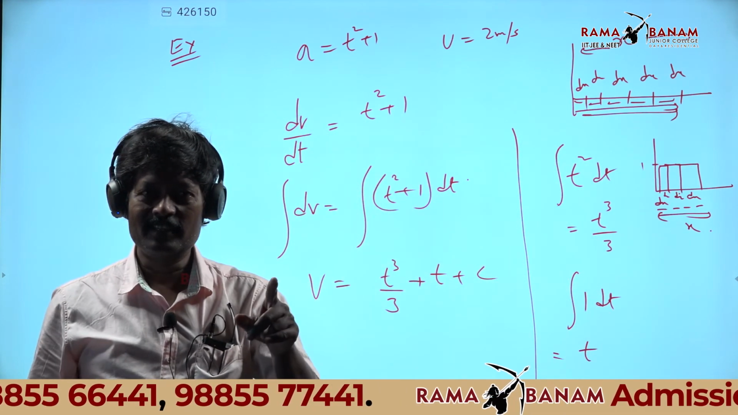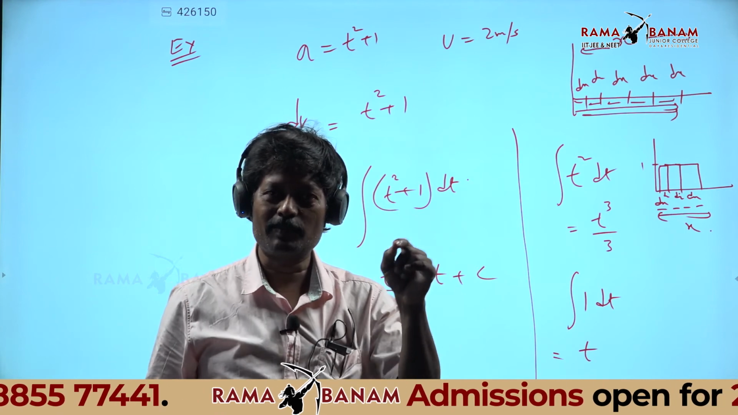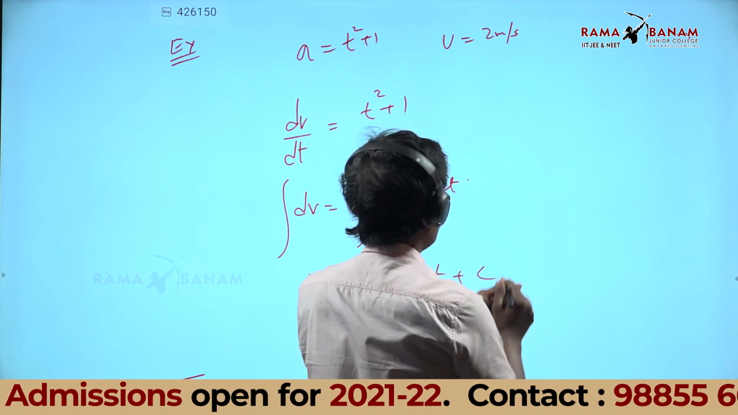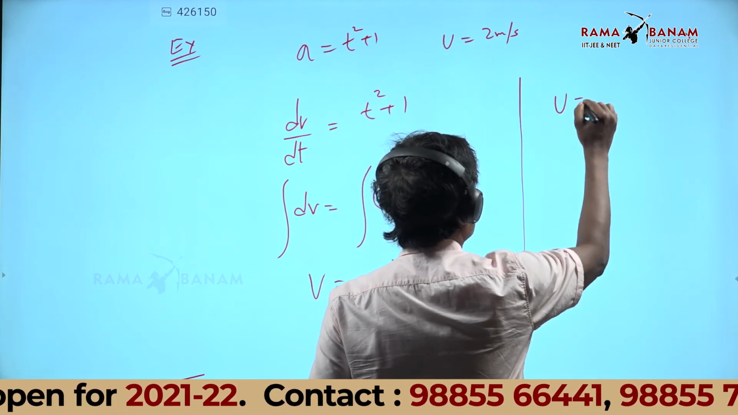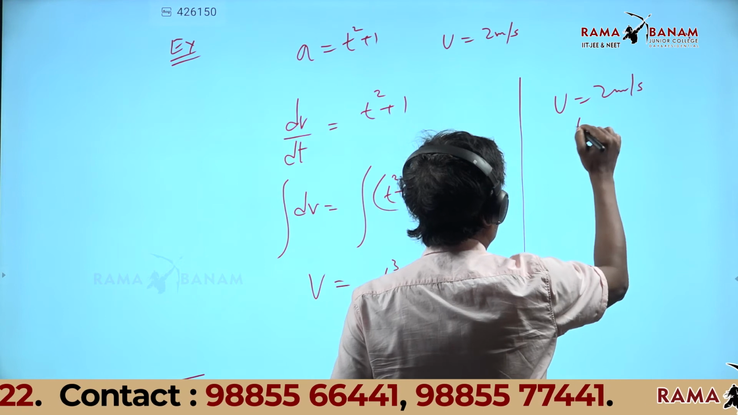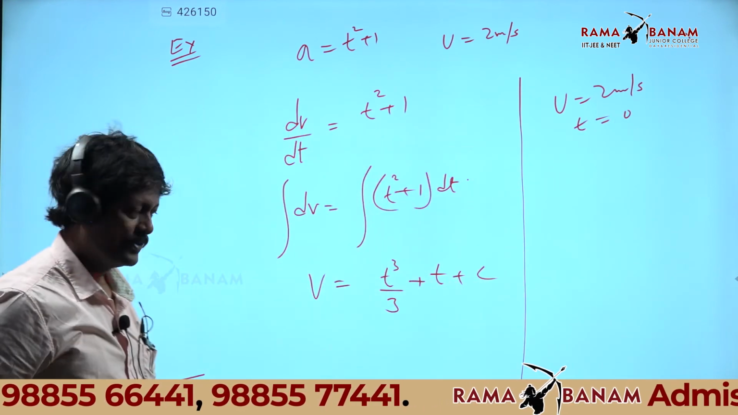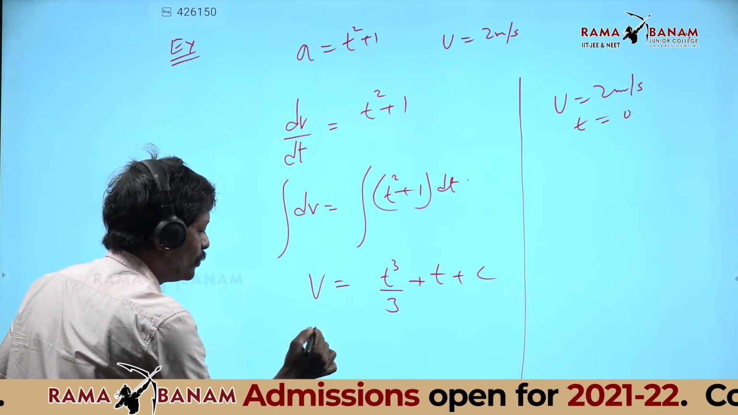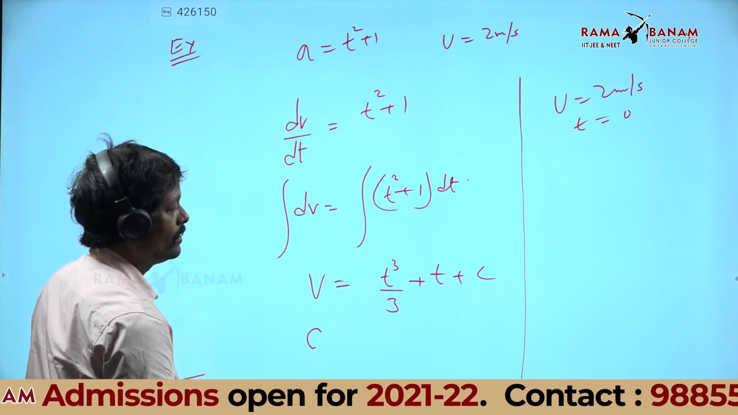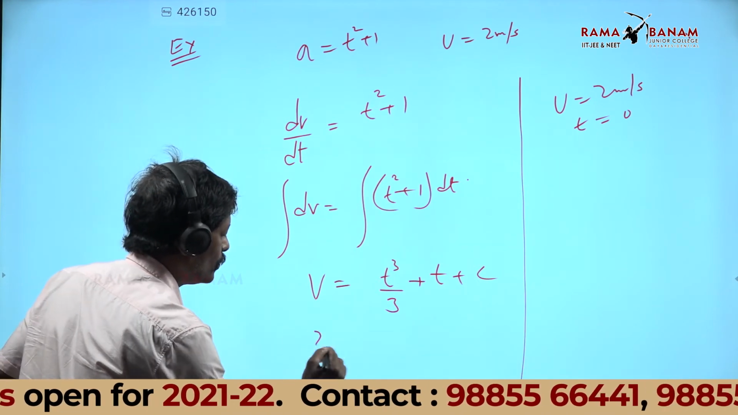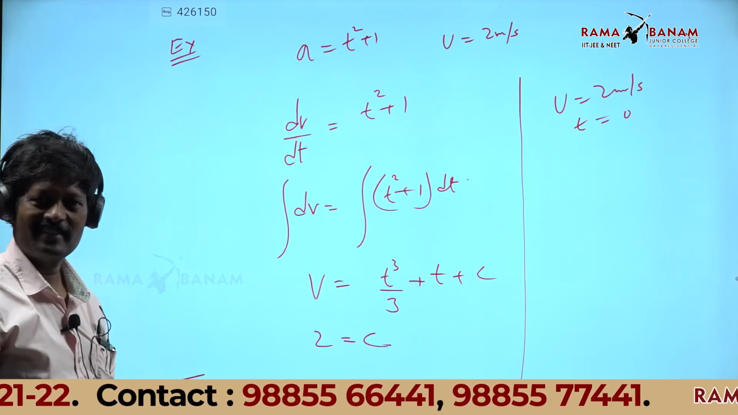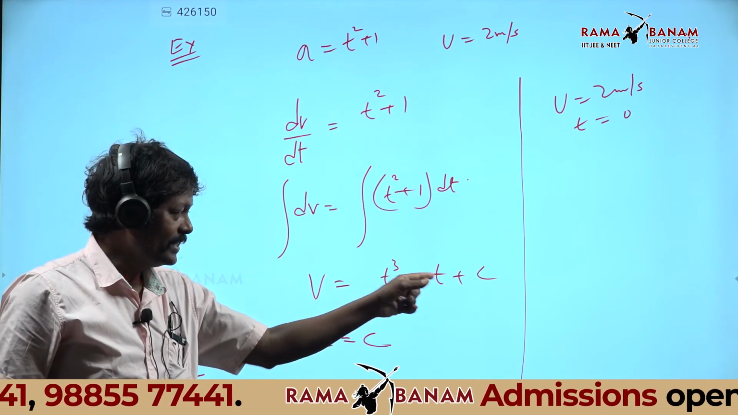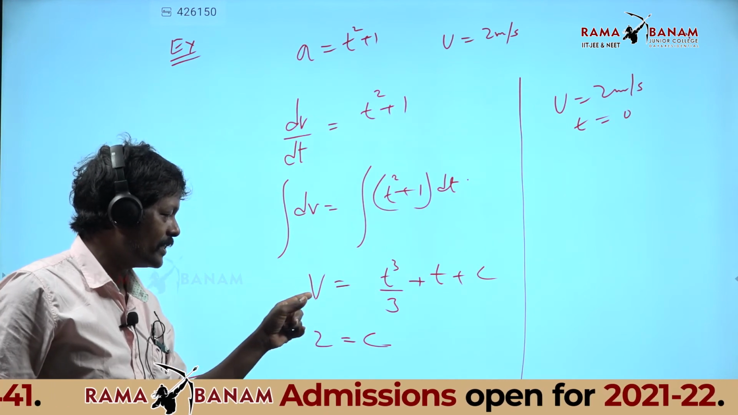What is the condition? Initial velocity is 2 meters per second. U is 2 meters per second at time t equal to 0. So at t equal to 0, V becomes U. How much is U? 2. So 2 equal to C. See the beautiful point? I put t equal to 0. When t is 0, what is the value of velocity? 2.